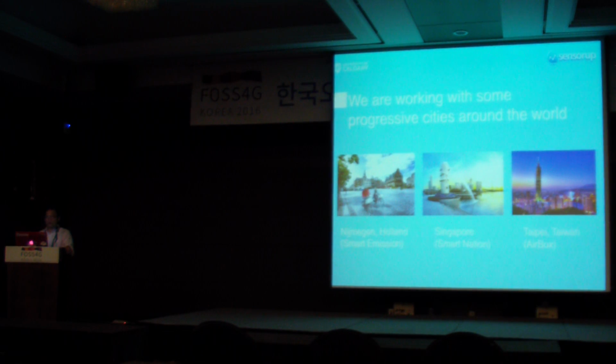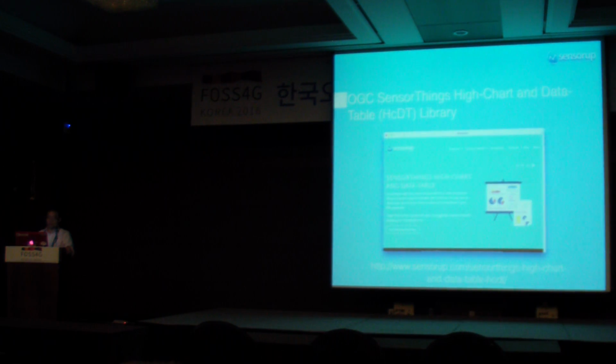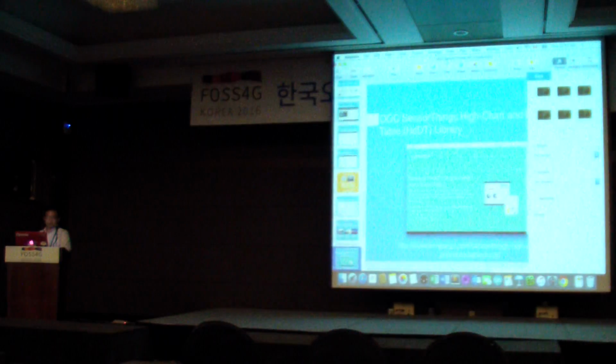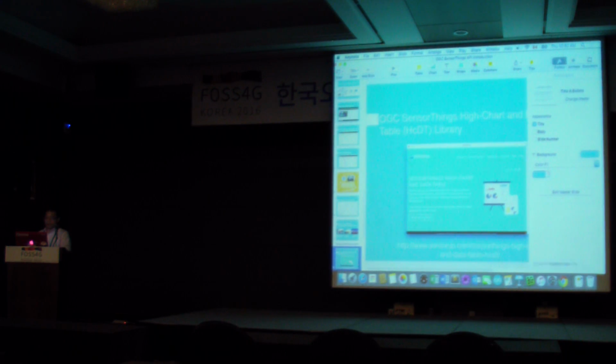We're also working with some progressive cities in the world. For example, the city of Nijmegen in Holland is using the SensorThings API to build their smart city. It's called Smart Mission. I'm going to Singapore this year, and they are also interested in adopting the standard. Of course, the Taipei example I just showed you. And I want to show some demos to see that this is very, very easy to use.